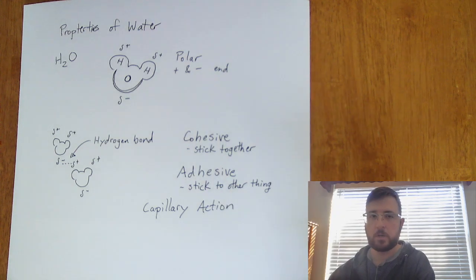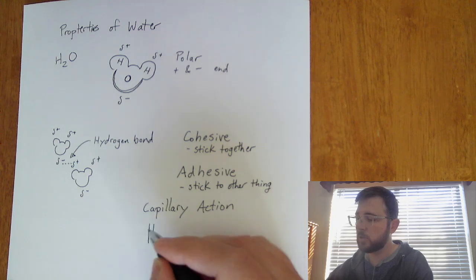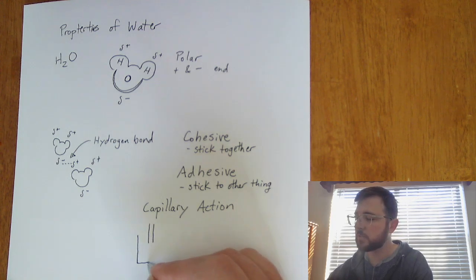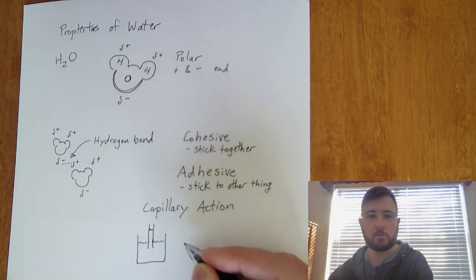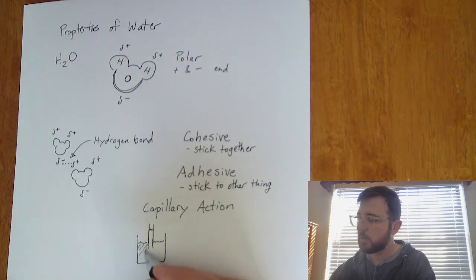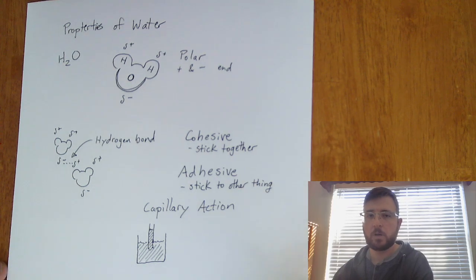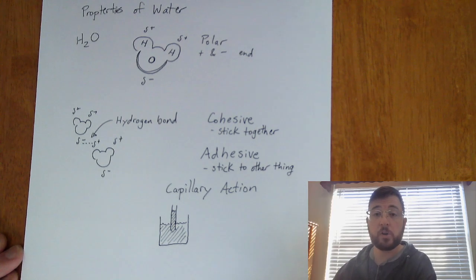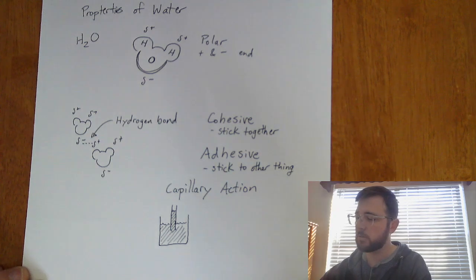Capillary action. And what this means is if we have a small tube, we'll draw our small tube, and we'll draw a little vessel of water, and that tube will go into the water, and we'll draw our water line here, and inside the straw it will be higher. So this might be easier if we shade this in to see what's going on. There we go. So capillary action is when water moves up against gravity because of its cohesive and adhesive nature.